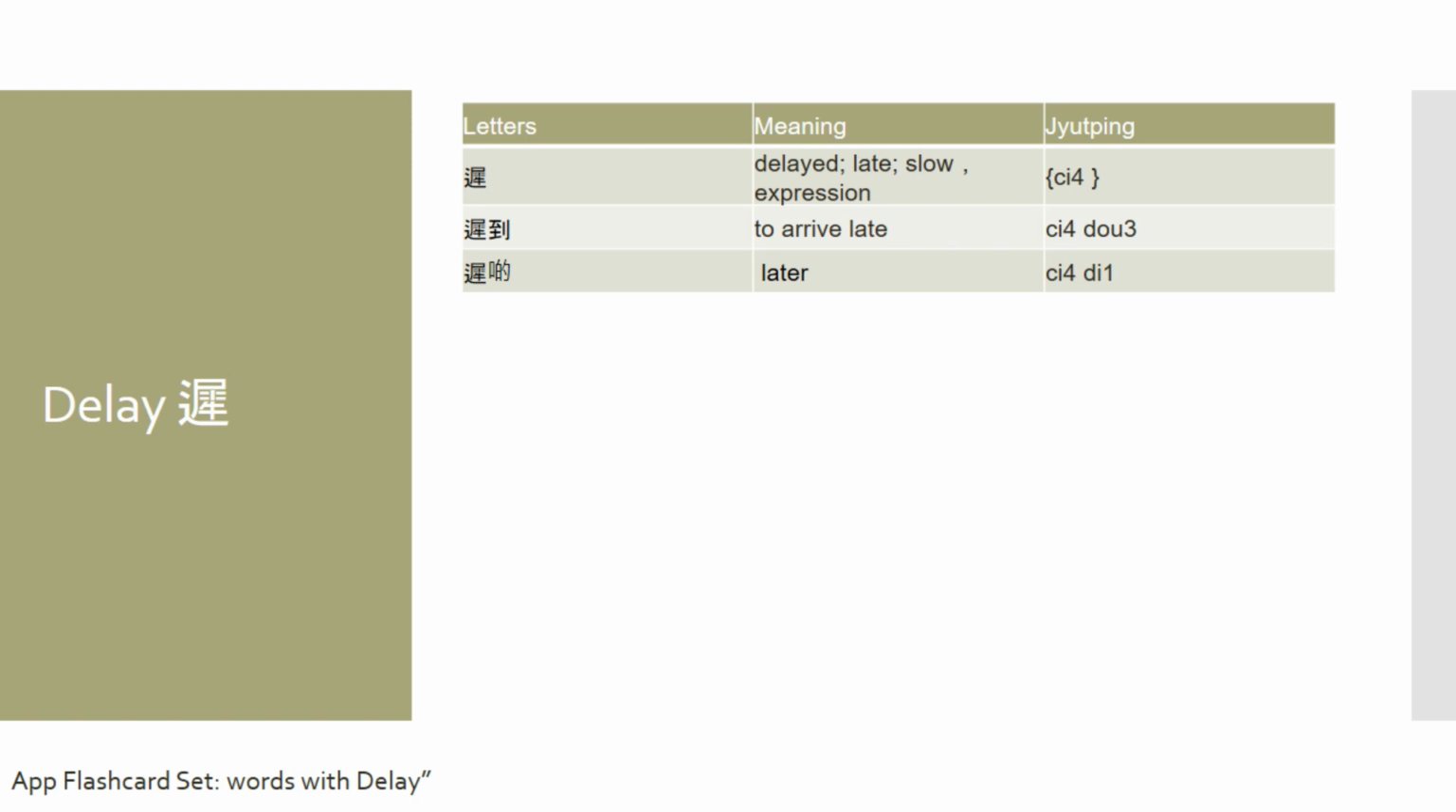So the first Chinese character that I want to talk about is the Chinese character meaning delay, which in Cantonese is pronounced qi. So if you want to say to arrive late in Cantonese, you will say qi dou. And if you want to say later in Cantonese, then you will say qi di. Note that the study materials for these words will be available in the Android app under the flashcard set named Words with Delay.